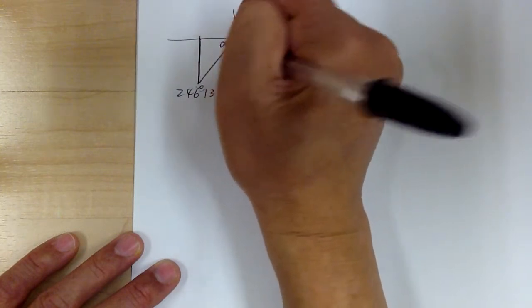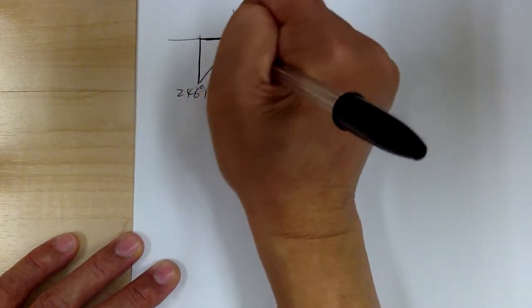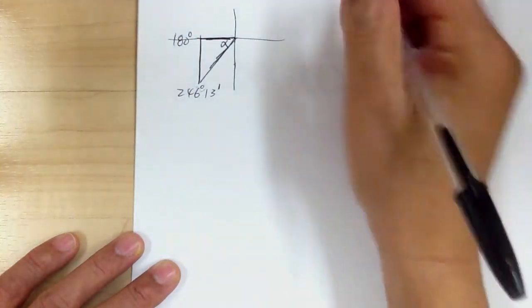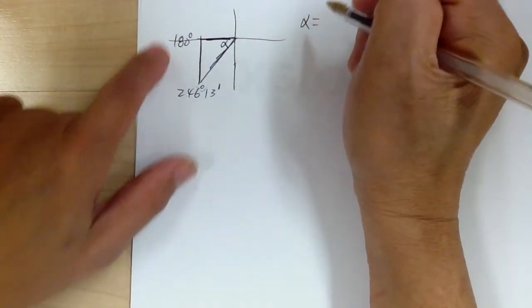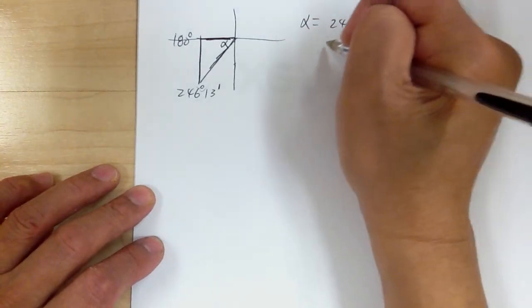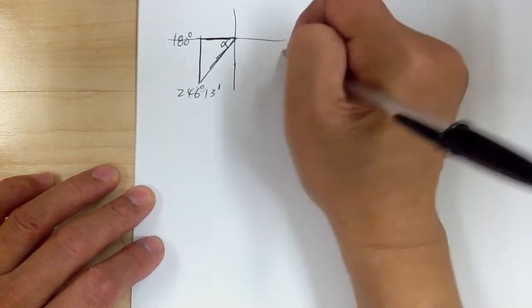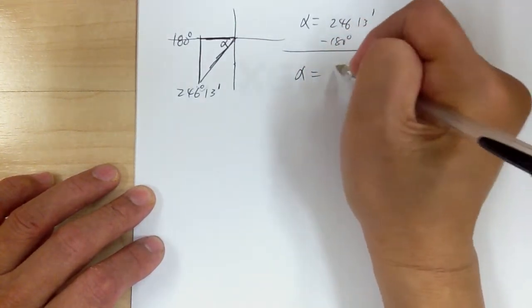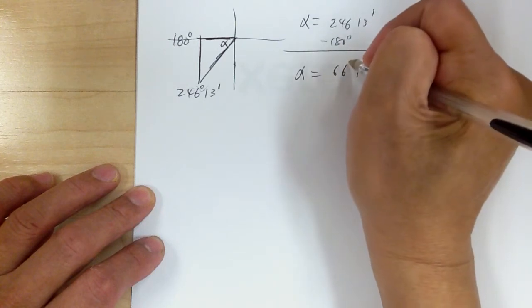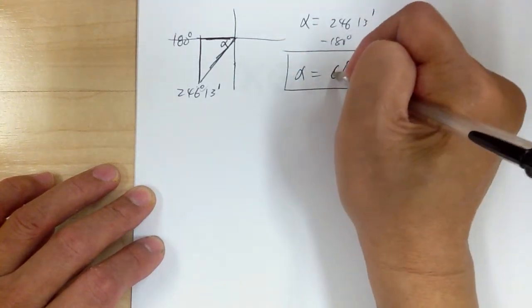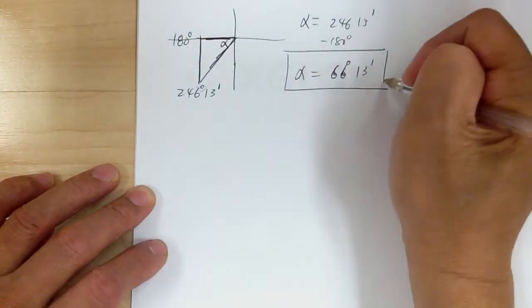This angle has two sides, right? This side and this side. So this side is 180, and you have to get those two numbers. And alpha would always be the big number minus the small number. So 246 degrees 13 minutes minus 180 degrees. So alpha is equal to, again, you can work it out, 66 degrees and 13 minutes. Okay, and that's it.